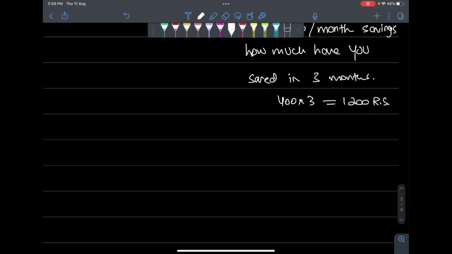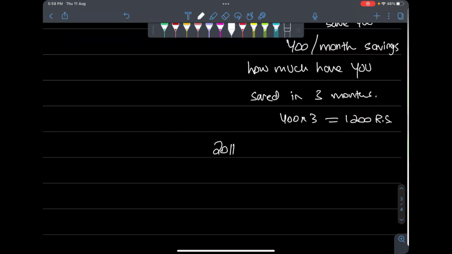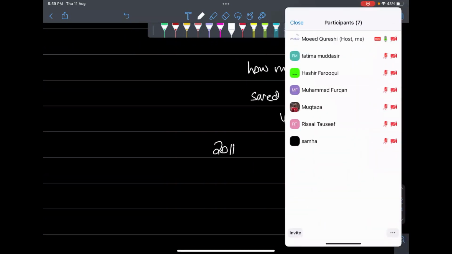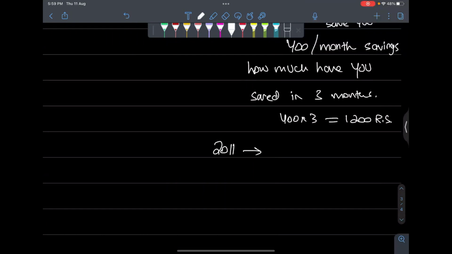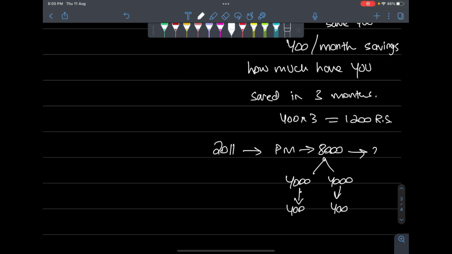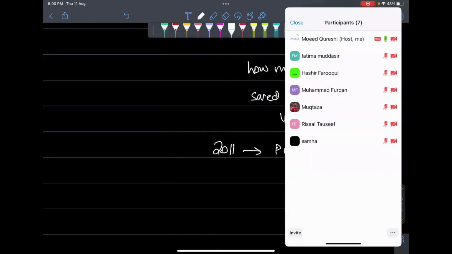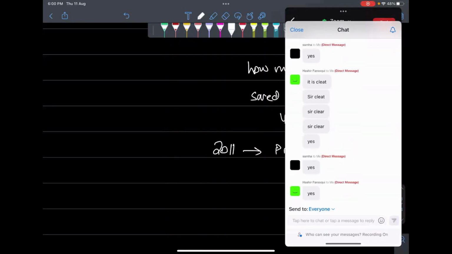Similarly, in 2011, let's say your pocket money is now 8,000 rupees. Now 8,000 has what? Two 4,000s. On 4,000 you were saving 400, so on this one also 400 will be made. So your total saving will be 800. Am I making sense?